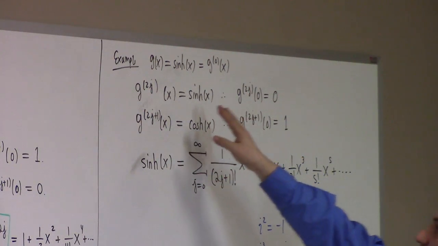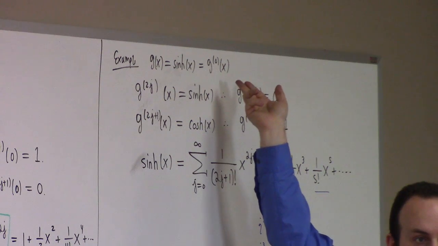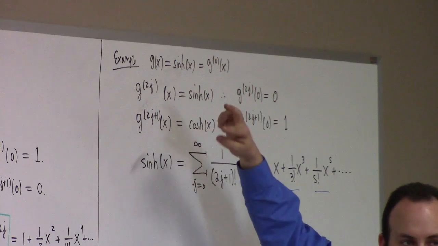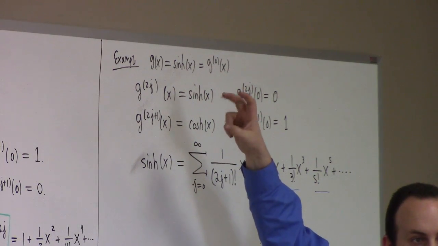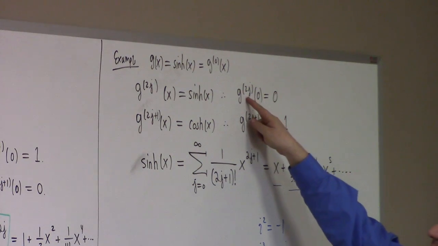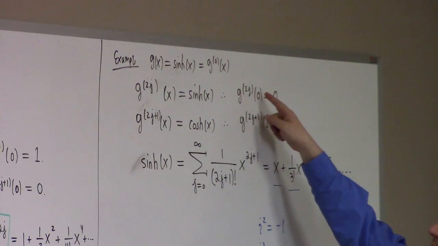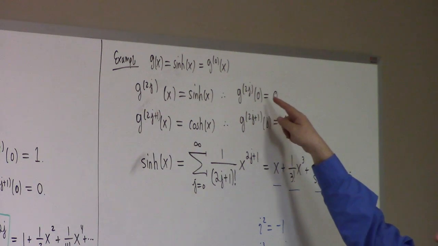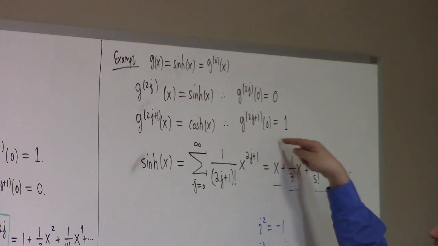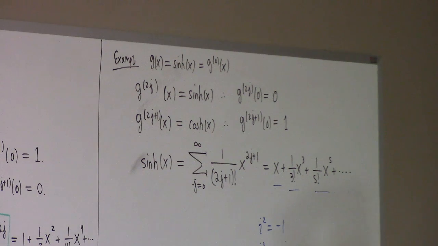So the even derivatives for sinh are sinh, and the odd derivatives for sinh are cosh. Same story, just different even and odd, right? So if we plug in 0 into the even derivative of sinh, we get 0, because it's sinh of 0. If we plug in 0 into an odd derivative for sinh, we just get cosh of 0, which is 1, right? So what does that give us? That gives us the Maclaurin series for sinh, which is this.